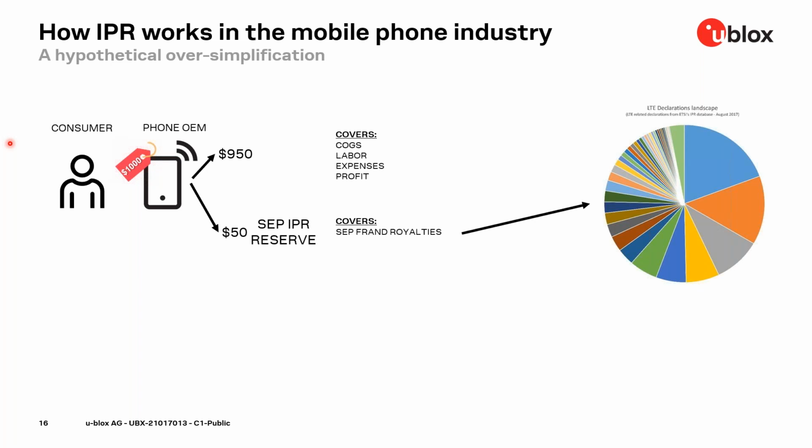And this is because it turns out that most SEP owners in the phone industry are paid a royalty as a percentage of the wholesale selling price of the phone itself. Now, why is that? Well, first, it's because the phone is really the first place where the cellular technology is considered fully implemented.